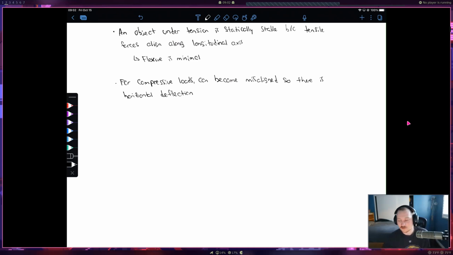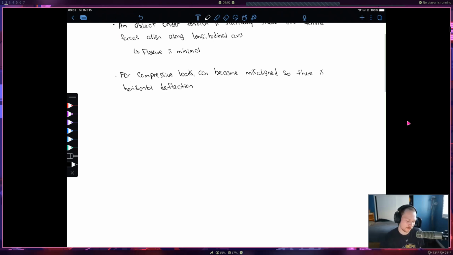Okay, so let's actually define what a column is. Basically, it's a long, or it doesn't have to be long, but it's a straight prismatic bar subjected to compressive axial loads. All right, kind of a boring definition.